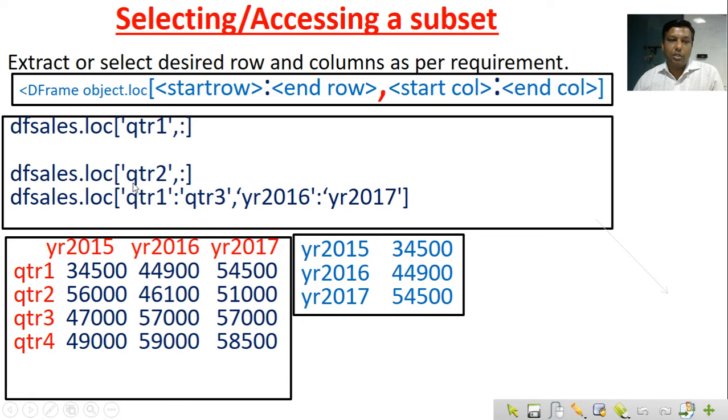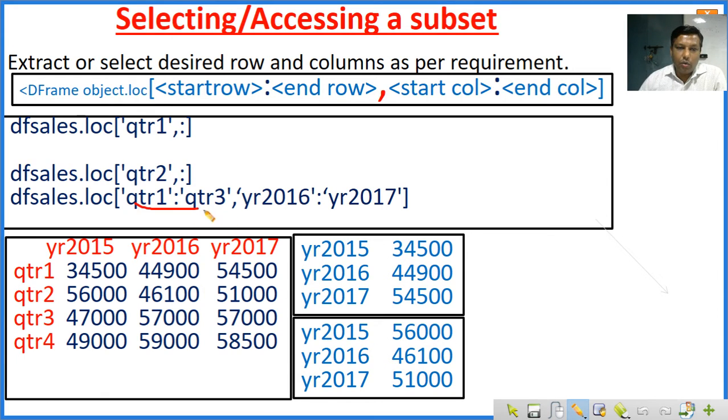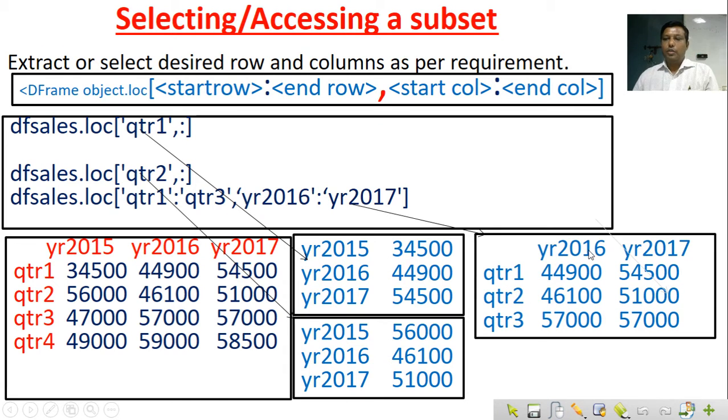If you write loc quarter 2, it means the quarter 2 values for all the columns. Here, quarter 1 to quarter 3 means these rows, and year 2016 to year 2017 means these columns. So the answer will be this: year 2016 and year 2017 are the column index, and for quarter 1 to quarter 3 the values will be displayed.